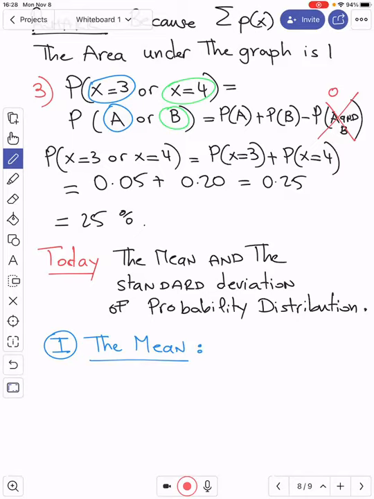So the idea here, guys, is that we have this probability distribution, and each value of X has P of X chance to occur.